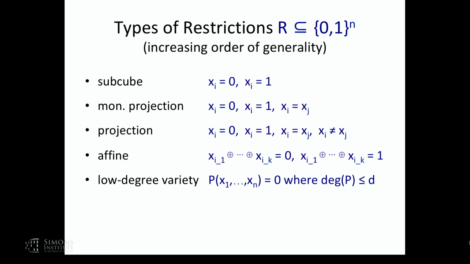If we allow inequality constraints, we get projections where you can map to the negations of variables. Even more generally, one can consider affine restrictions where constraints are XORs of some variables equal to 0 or 1. And maybe the most general kind of restriction that I'll be talking about in this talk is restricting to a low-degree variety, to the zero set of some polynomials of low degree.